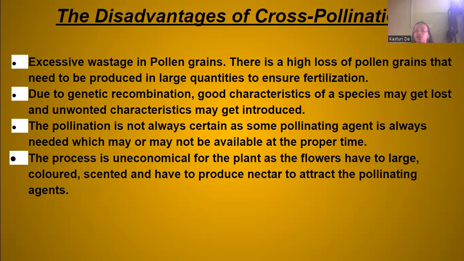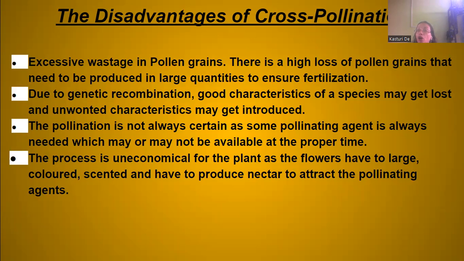Then the disadvantages of cross-pollination, what are those? We know that there are some good advantages of cross-pollination, but what are the disadvantages? Excessive wastage of the pollen grains. Lots of pollen grains have to be produced. Otherwise, there is no surety that the pollination will take place in one go.